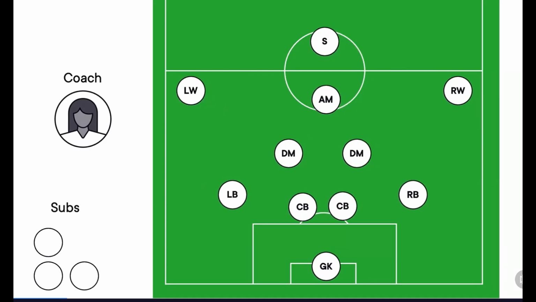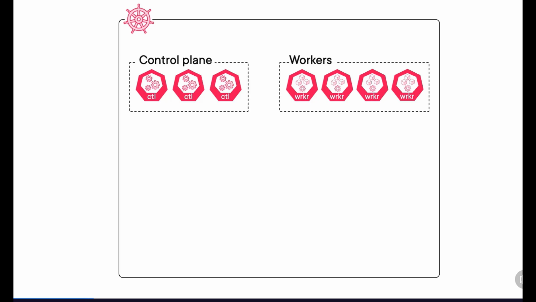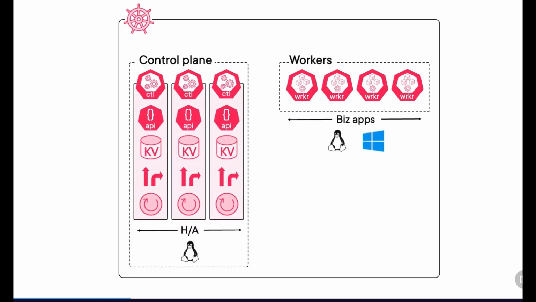Then we got on to how Kubernetes works. We said that a Kubernetes cluster is made up of control plane nodes and worker nodes. The control plane nodes are the brains of Kubernetes, and the worker nodes are where we usually run our business apps. Control plane nodes have to be Linux, but workers, they can be a mix of Linux and Windows. Now, as the control plane is the brains of the cluster, it does need to be highly available. Also, under the hood, it's actually a bunch of small specialized services.